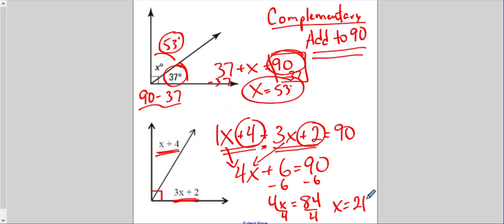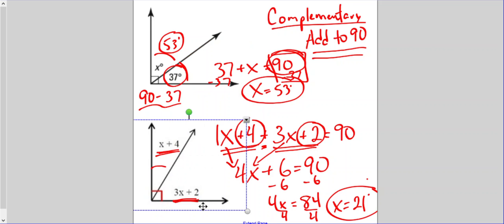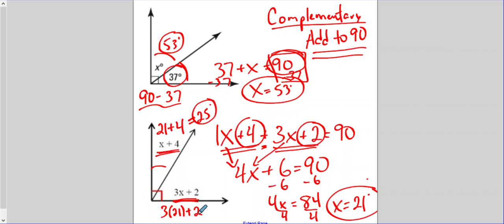So there's no instructions on this problem. So really, that could be the end of this problem. If it says solve for x, that might be your answer. If it says solve for a missing angle, like let's say I wanted to find this angle, then I need to take that x value and plug it in to that expression. 21 plus 4 would give me that angle is 25 degrees. If I wanted to find this one, I would do the same kind of thing. 3 times 21 plus 2, 3 times 21 is 63, plus 2 is 65.